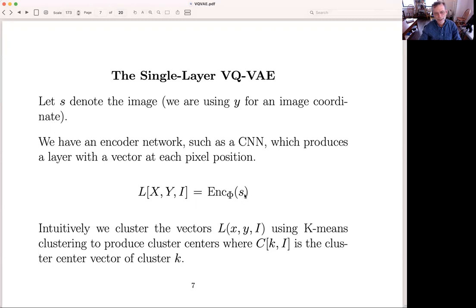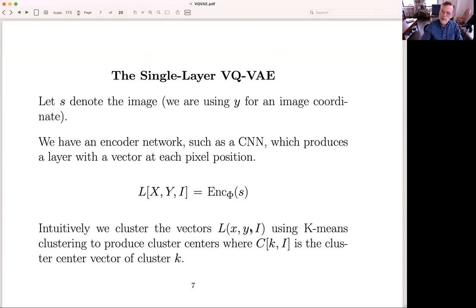So I take my image, I pass it through a CNN, which I'm calling the encoder. I take a layer of the CNN. This layer has image coordinates, and at a given image place, it's got channel coordinates or feature or neuron coordinates. Now, what we're going to do intuitively is take the vectors. So here at a position x, y, I've got a vector in this layer. I'm going to take the vectors in this layer at the various positions.